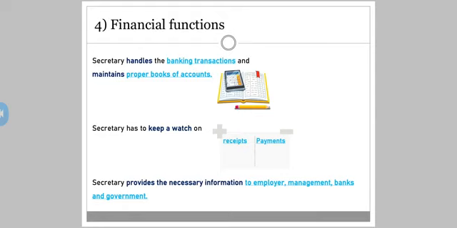Now, the secretary, after doing all the banking transactions, maintaining proper books of accounts, and keeping watch on the receipts and payments, has to provide all this necessary information to the employer, management, banks and government. That means whatever information a secretary has related to the company, in relation with the financial position of the company, the secretary is supposed to provide to the employer, management, banks and government.